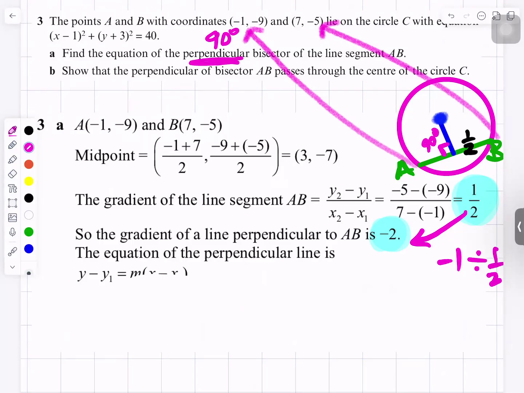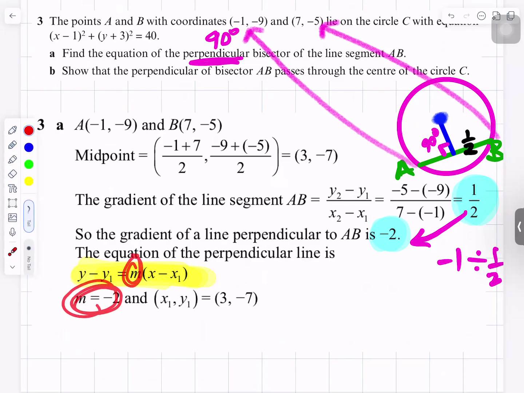To find the equation of the line itself now, we use that formula. I'll highlight the formula in yellow. y minus y1 equals m bracket x minus x1. And we know the gradient is minus 2, so m is minus 2. x1 is the 3 that we worked out there, the midpoint, and y1 is the minus 7. That's the midpoint, because the blue line passes through that midpoint.